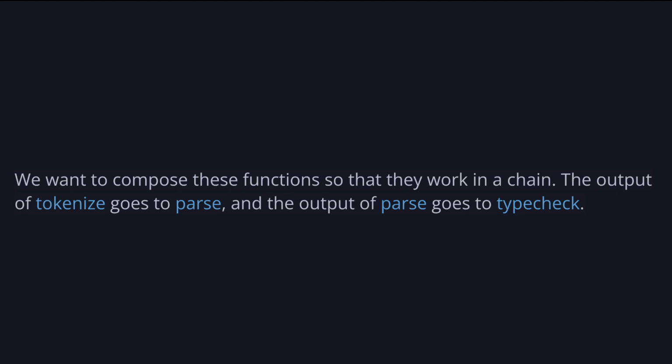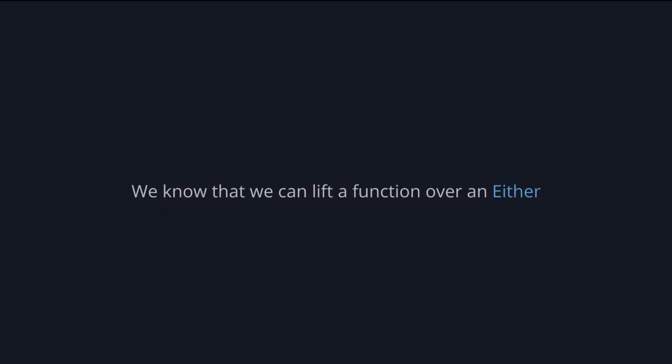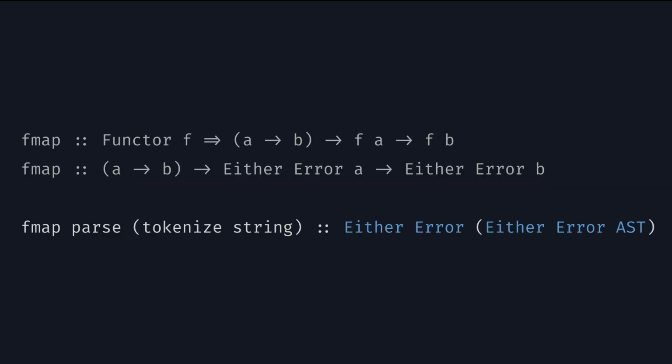We want to compose these functions so that they can work in a chain. The output of tokenize goes to parse, and the output of parse goes to typeCheck. We know that we can lift a function over an Either and other functors. We can also lift a function that returns an Either. If we take an fmap and apply it to parse and tokenize string, we get an Either error of Either error AST. If we compare with the specialized version of Either error, A is a list of tokens and B is Either error AST.